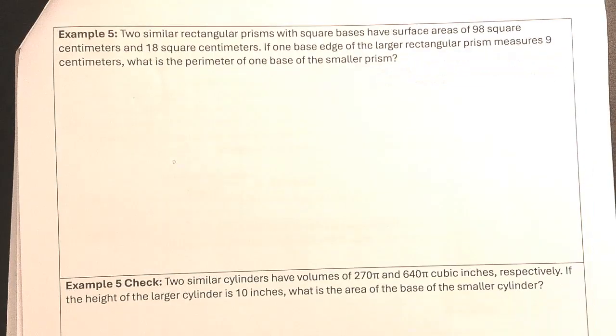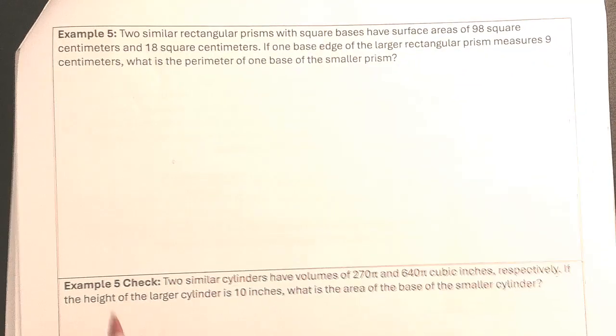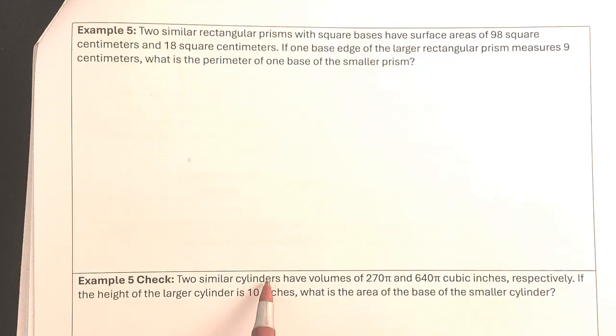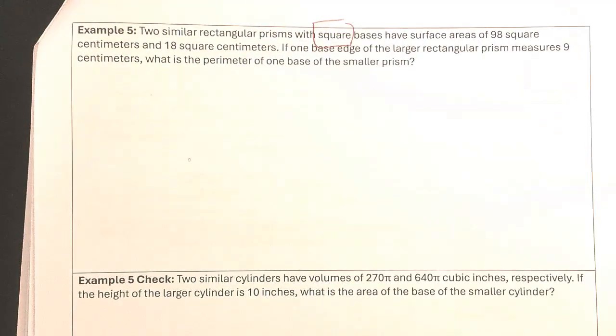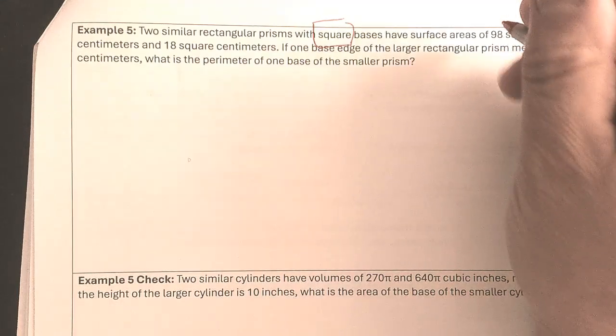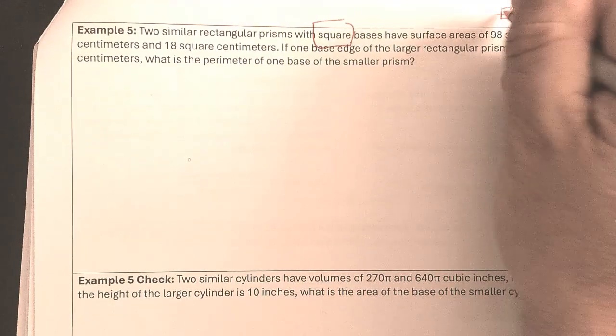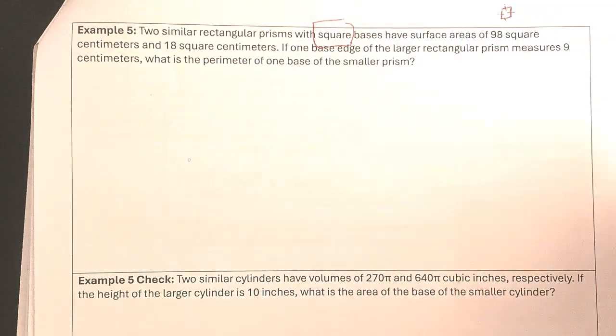I'm going to flip over. 2 of these left. So, you guys are going to do the check down here. It's going to be 2 similar cylinders. This one up here, 2 rectangular prisms, square bases. So, square base means that all 4 sides are congruent. Has surface area of 98.